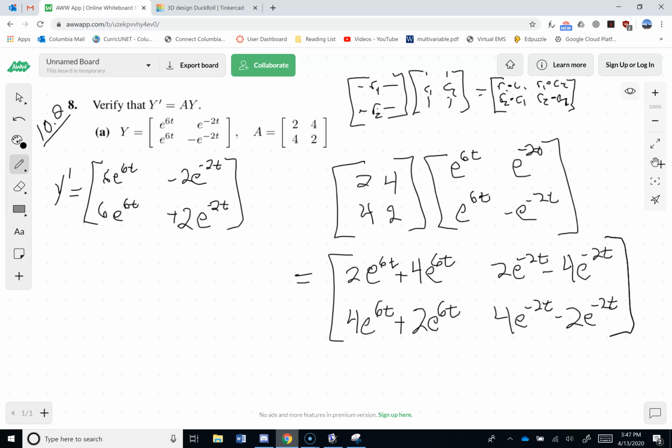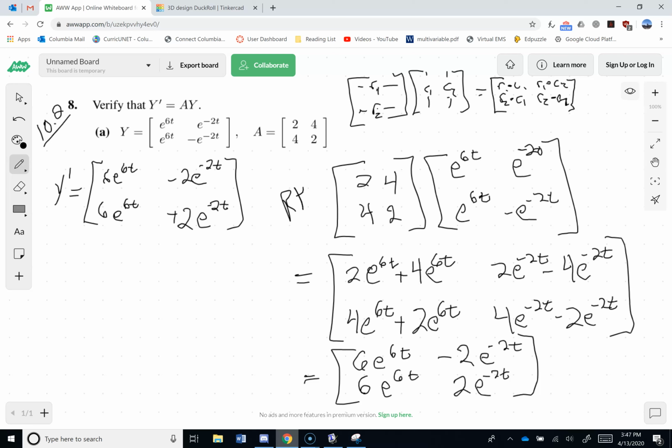You guys with me on that? Okay, and that should give me a 6e to the 6t, a minus 2e to the minus 2t, a 6e to the 6t, and a 2e to the minus 2t. And again, I'm checking. This right-hand side was equal to this, right? Addition on that bottom part.